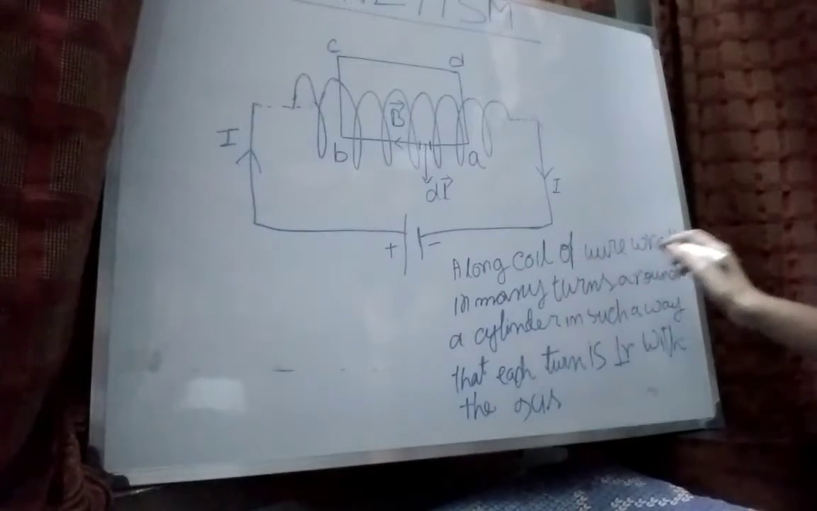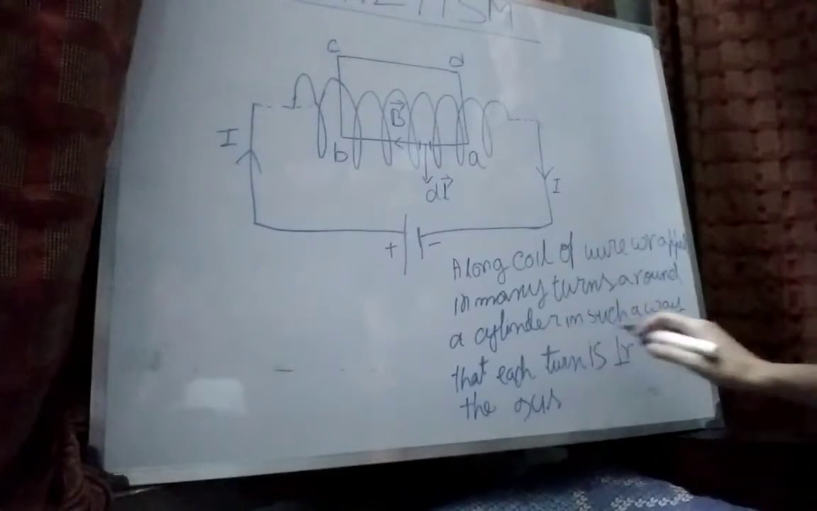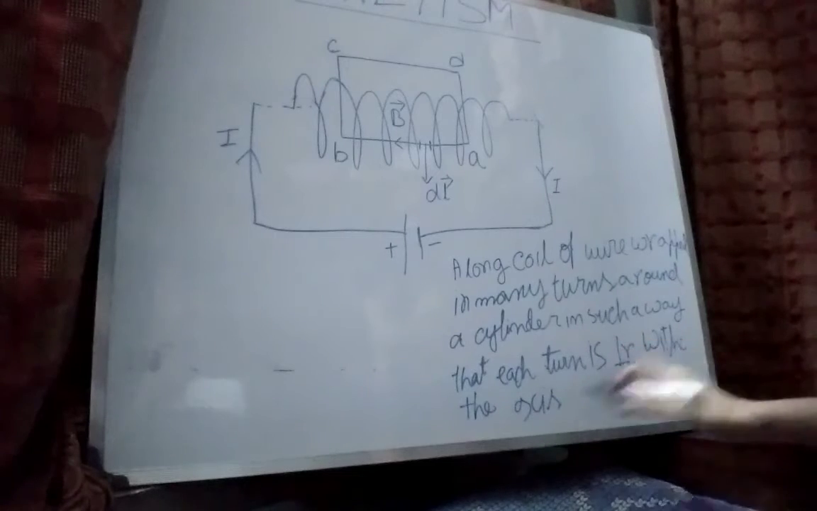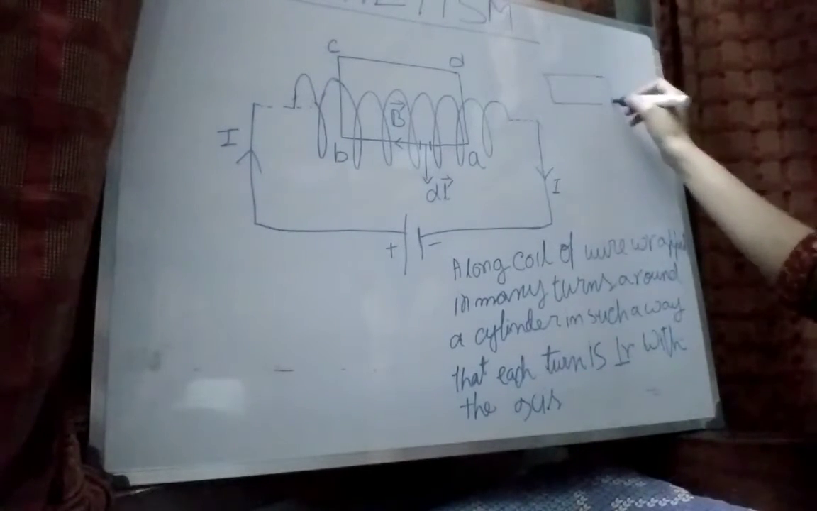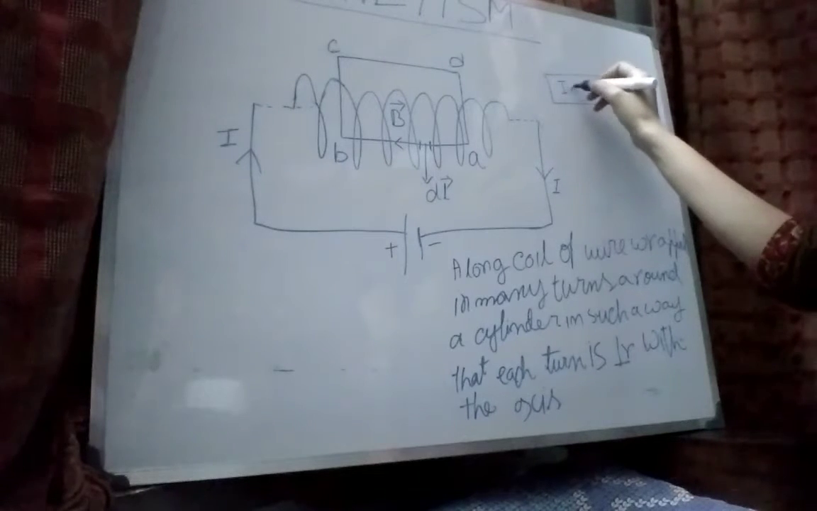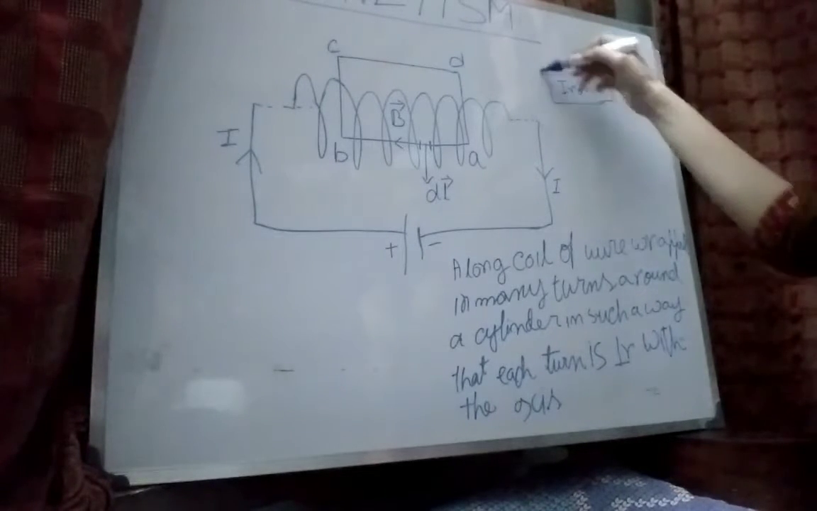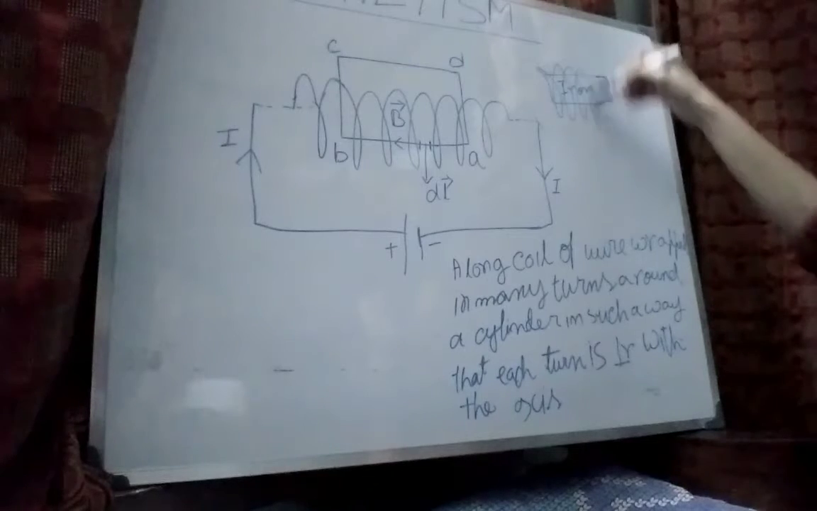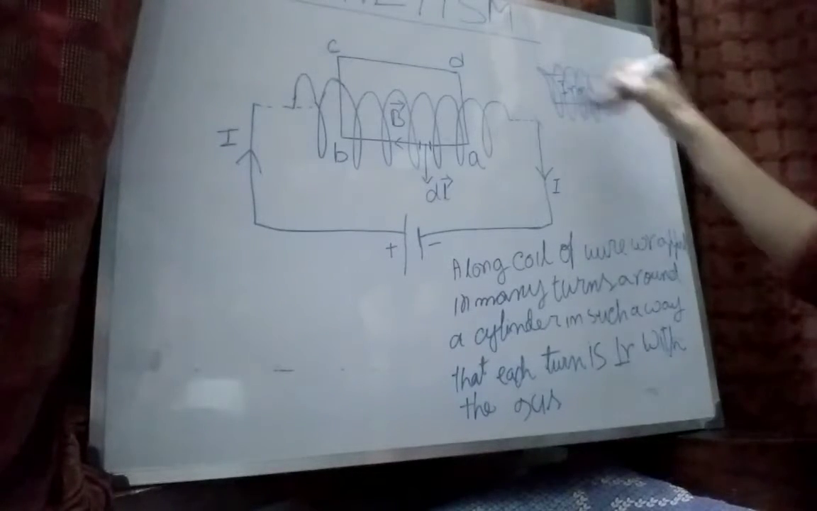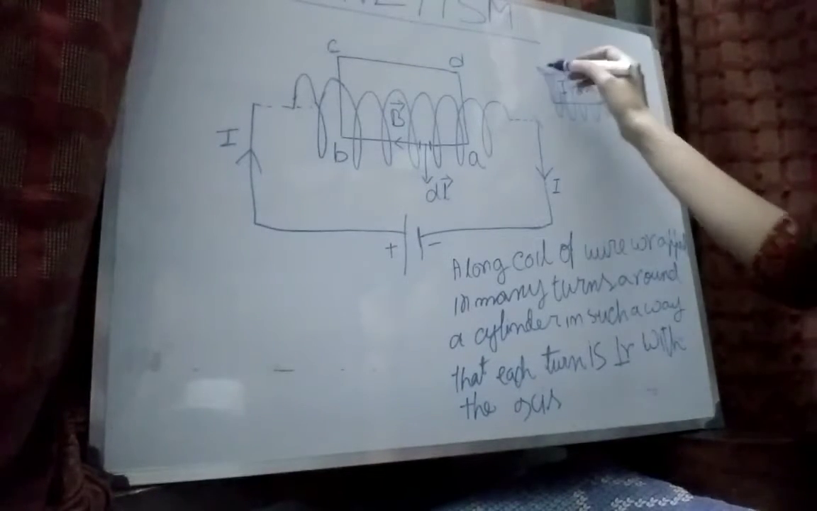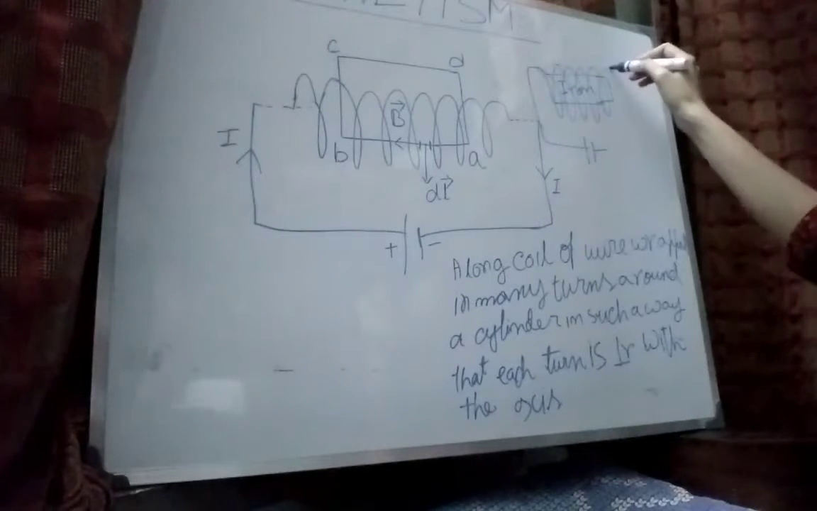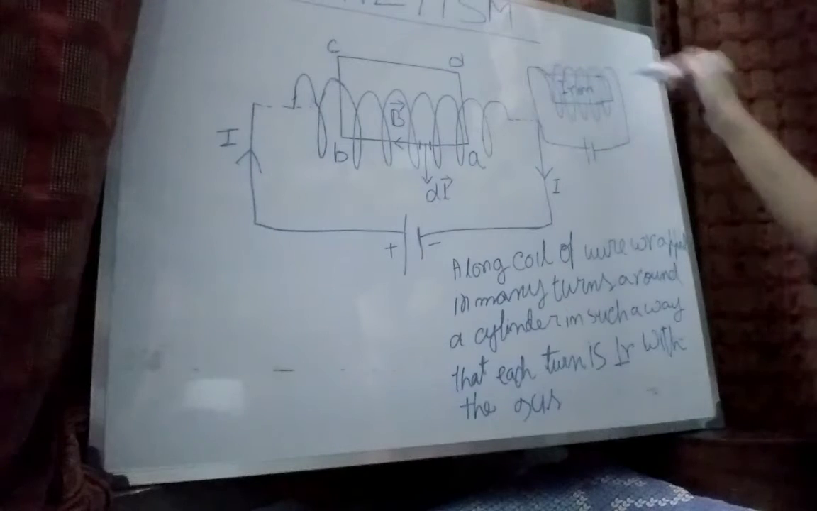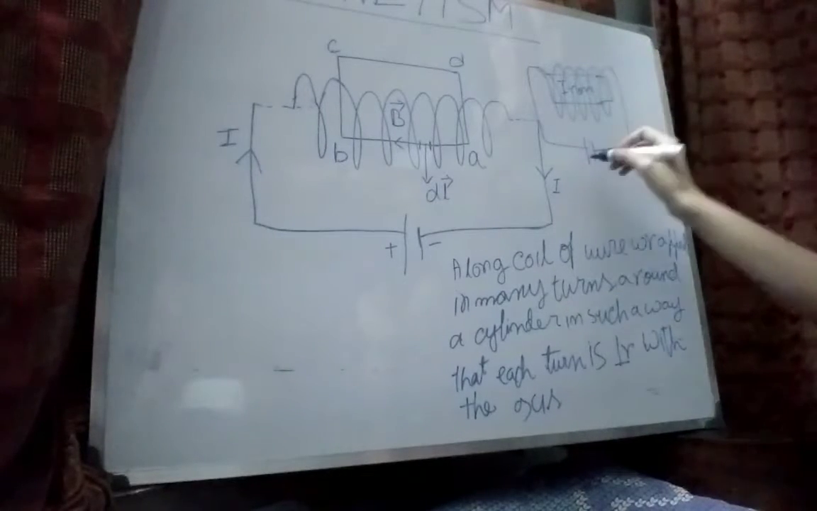A solenoid is a long coil of wire wrapped in many turns around a cylinder in such a way that each turn is perpendicular with the axis. Let this be the cylinder. Usually this is made of iron, and if a long coil is wrapped around this iron in this way, then it will be a solenoid. And what we do, we let current flow through this coil.